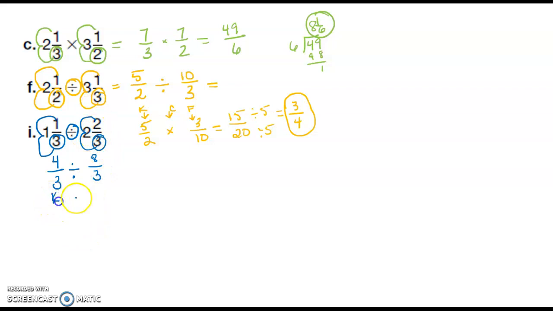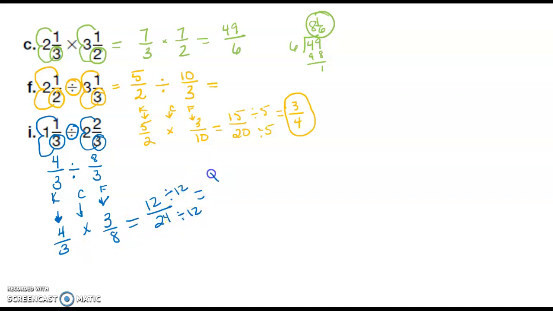Now I can do my keep change flip. So I keep my 4/3. I change my division to multiplication, and I flip my 8/3 to 3/8. Multiply across the top. 4 times 3 is 12. Multiply across the bottom. 3 times 8 is 24. I can divide the top and the bottom by 12. I get 1 over 2. Kind of went up to the side on that one.